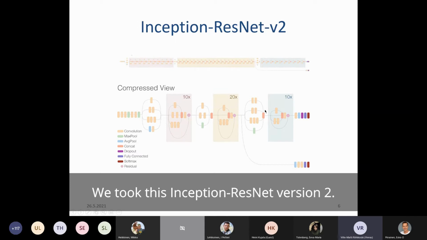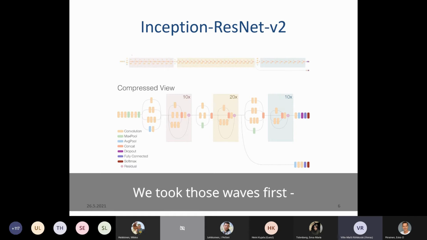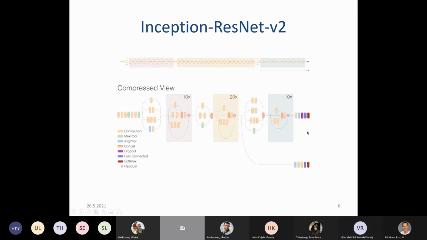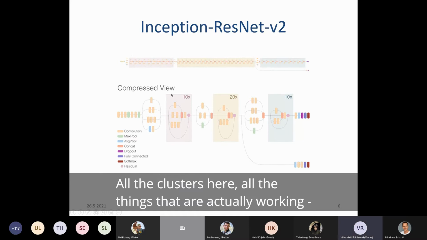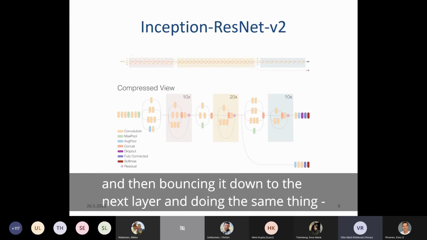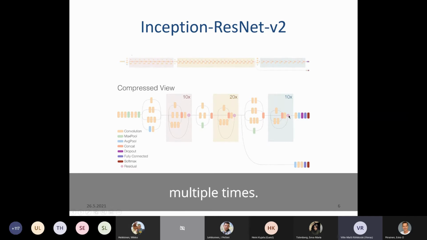So we took this Inception ResNet version 2, which was already a trained model. There's this thing called ImageNet. We took those weights first and just retrained the very last layers. And that already gave us pretty good results. Basically, all the clusters here are the things that are actually analyzing the image and extracting the features and then passing it on to the next layer, and then doing the same thing multiple times.